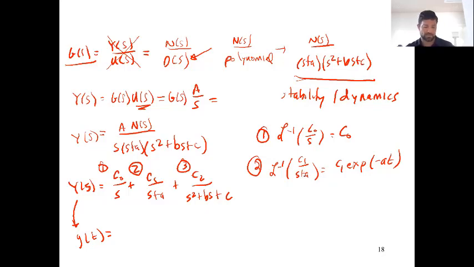There's going to be no dynamic behavior, no oscillations or squiggles in the data. And now we'll look at the third scenario. It's a little bit tougher, so maybe I'm going to go to the next slide. The third term is going to look like this: C2 over S squared plus BS plus C.